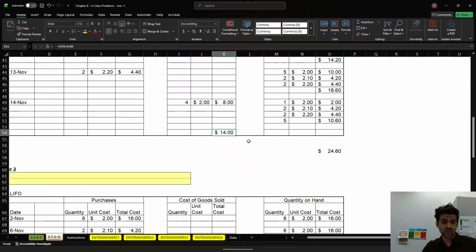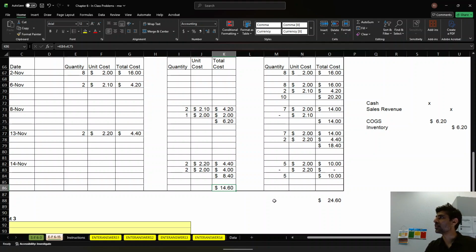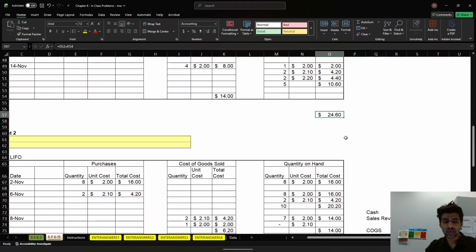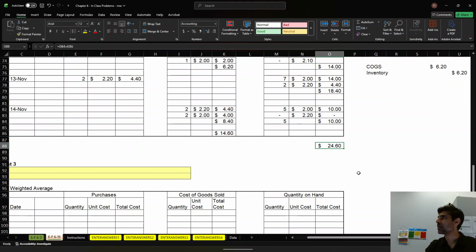In FIFO, it's $14 total for cost of goods sold. Here we have more cost of goods sold because we were expensing the newer units, which were higher dollars per unit, right? $2.10, $2.20. So we ended up having a higher total cost of goods sold, but that leaves less in inventory, okay? $10 versus $10.60. But the total between the two is the exact same. We're just allocating it differently between cost of goods sold and inventory, between the methods. Everyone understand? Everyone good with this?